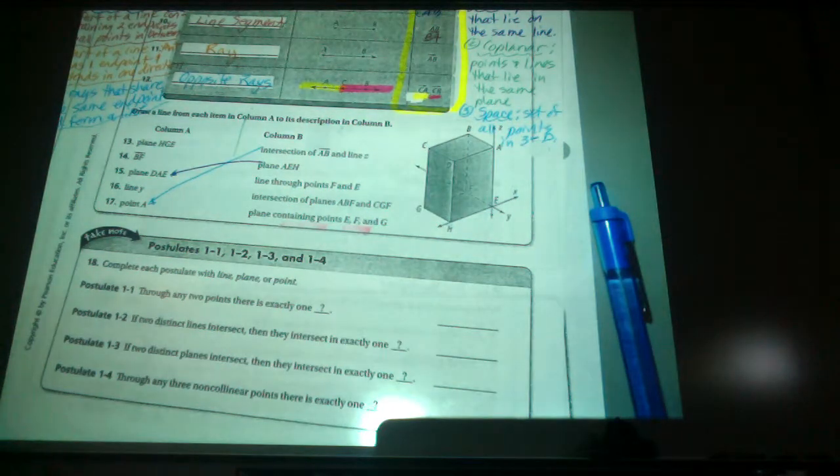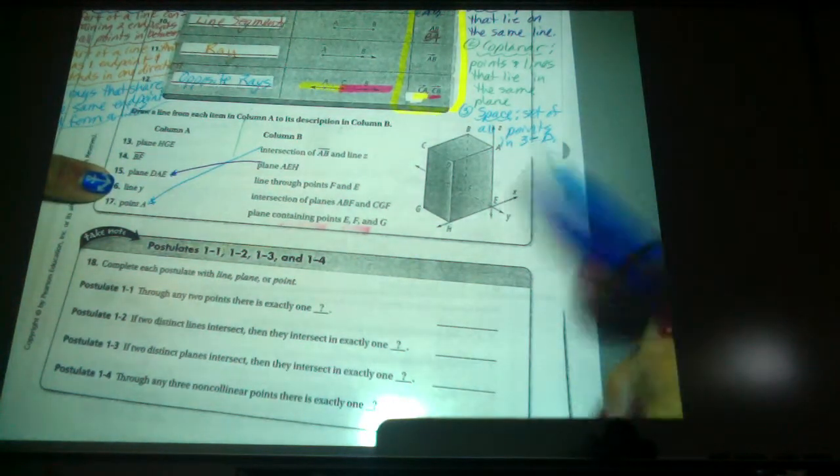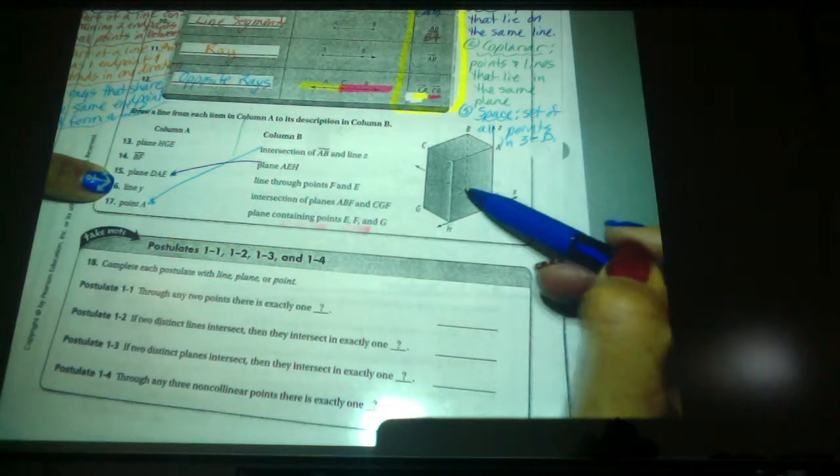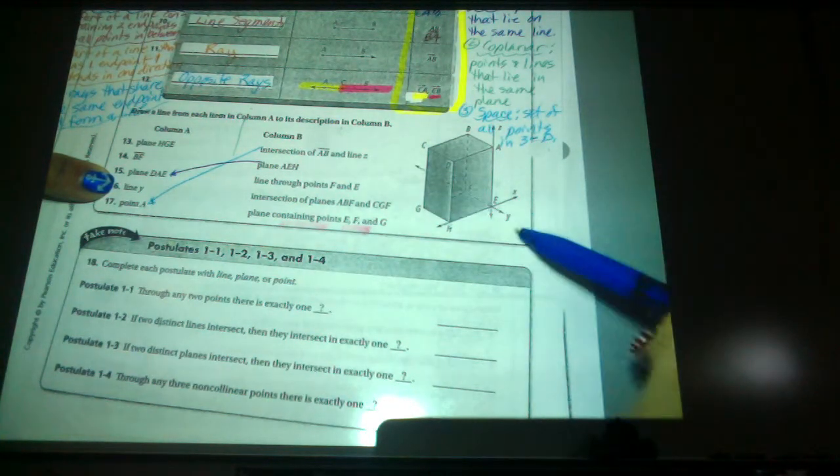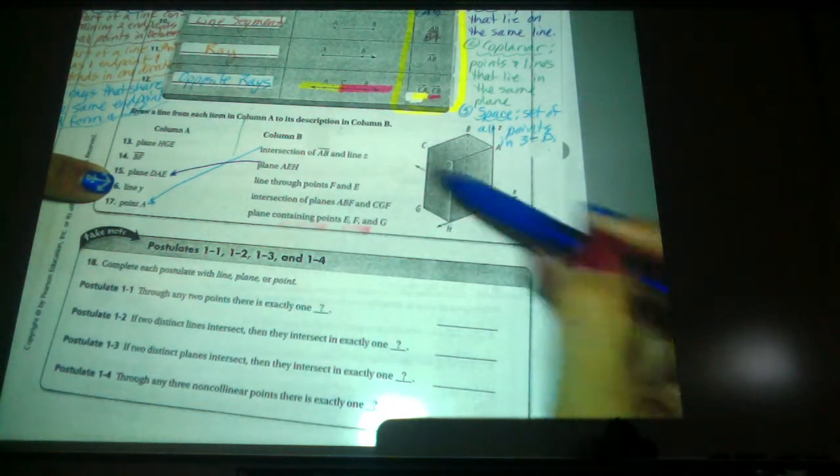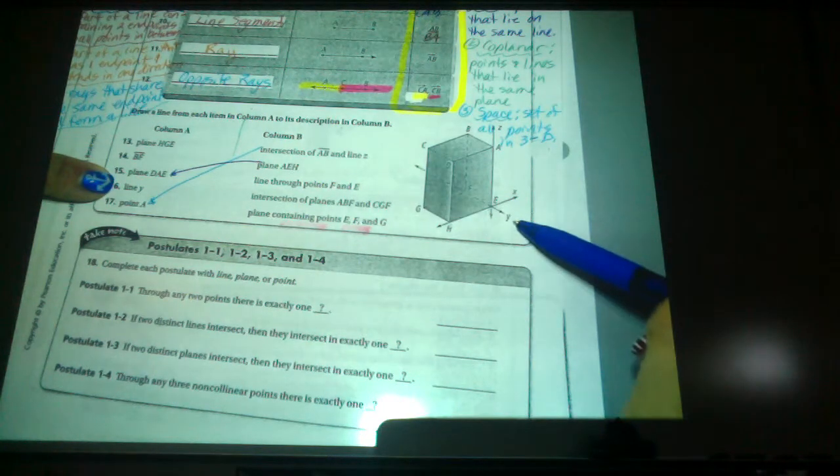Then what is the line that goes through points F and E? Well, you don't see line FE here, so find F and E. Here's E, and here's F. Those are the only 2 points that they state are on that line, but what else is that line called?